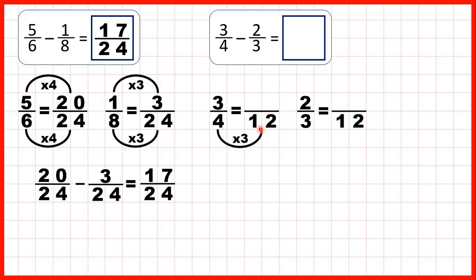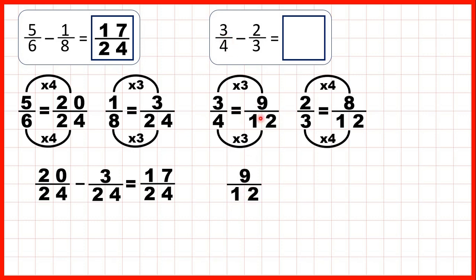4 times 3 is 12, and 3 times 3 is 9, 3 times 4 is 12, and 2 times 4 is 8. So we can rewrite our question. Instead of 3/4, we can write 9/12, and instead of subtracting 2/3, we can subtract 8/12. So now we have a common denominator. So the denominator stays the same, and 9 minus 8 is 1. So our answer is 1/12.